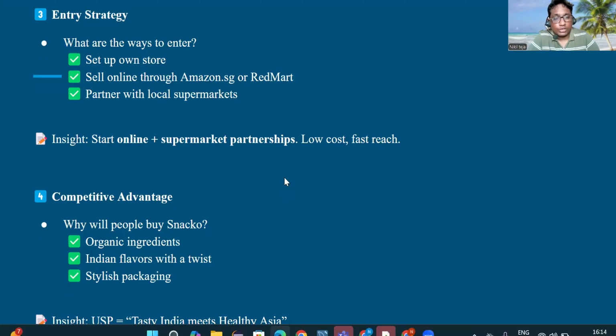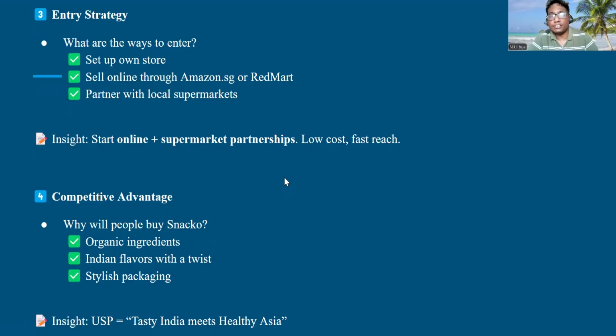So next is competitive advantage. Competitive advantage is nothing but a unique selling point. Yes, the unique selling point of the product. One minute, guys, my charging has been done. I will be keeping the charging. So the fourth point is competitive advantage. It is the unique selling point of your Snacko healthy snacks brand, right? So why will people buy my Snacko snacks?